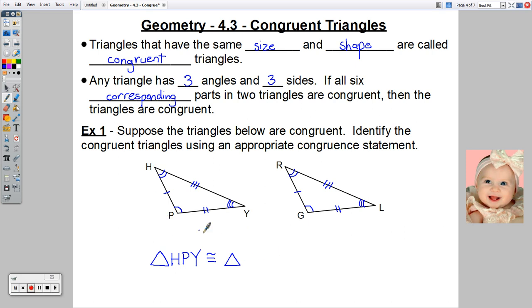And this one you have to say HPY. If you're going to put them in that order first on this triangle, they have to match up in that same way on the second triangle. So R, G, L would be a valid way to say that.